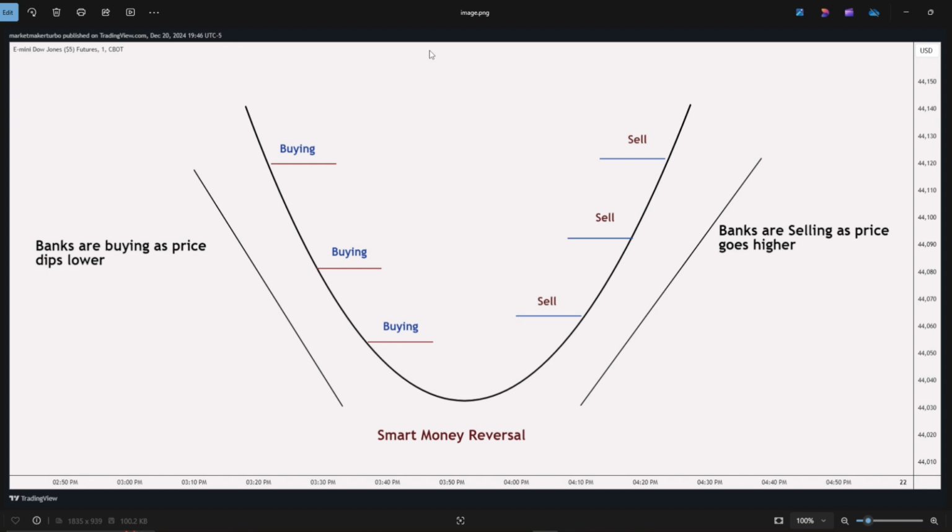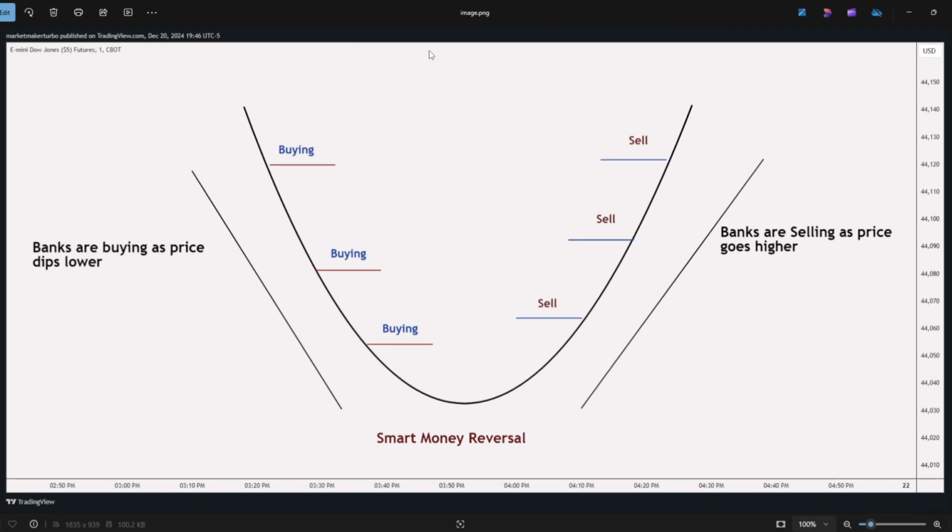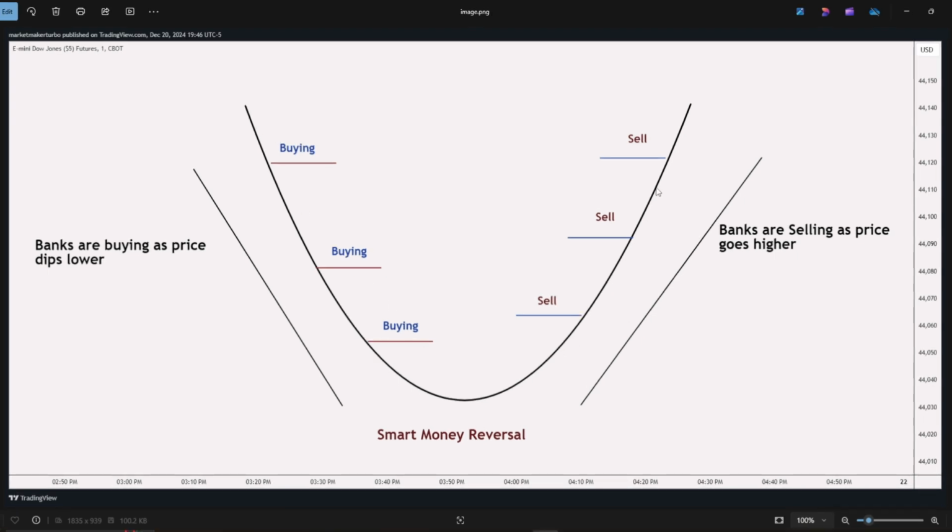So looking at this picture here, you can see you have a curve that slopes down and up. Usually this is the left side of the curve and this is the right side. On the left side of the curve, you can see these red lines, and essentially when price is dipping down into a key level, smart money, also known as the banks, they're buying as price is dipping down into a higher time frame key level.